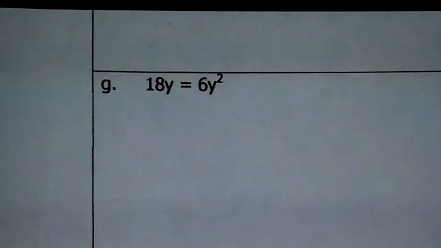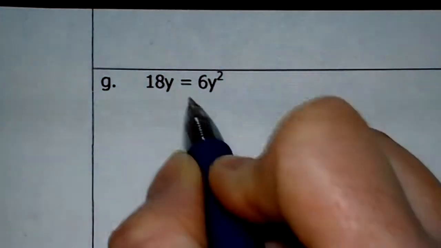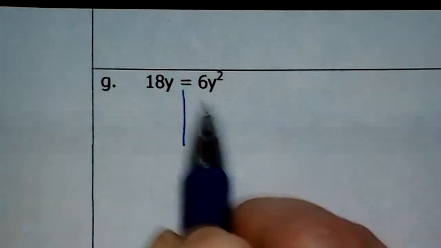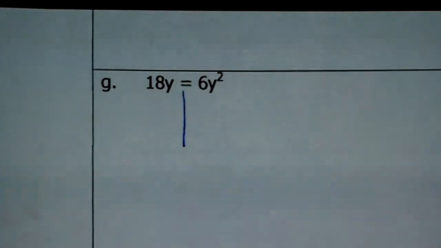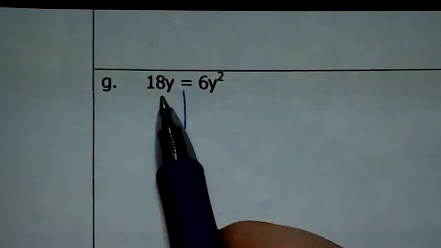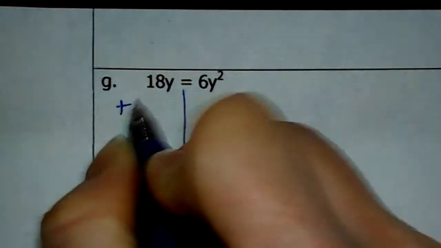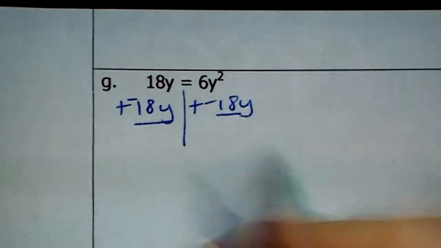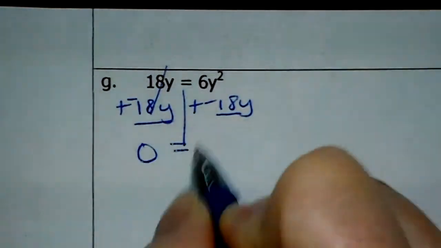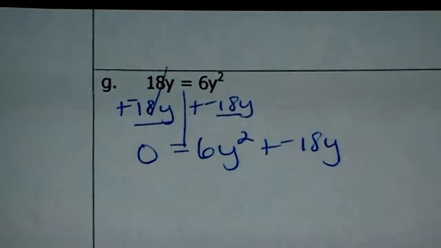And with this one, I just want to show you that it doesn't really matter what side you collect them on. So this time I'm going to collect them all over here on the right side instead, because I like this y squared highest degree term to be first. So rather than subtracting 6y from 18y, I would rather subtract 18y from 6y squared. All right, so let's get rid of this by adding a negative 18y or subtracting 18y, same thing. 0 equals 6y squared plus negative 18y.